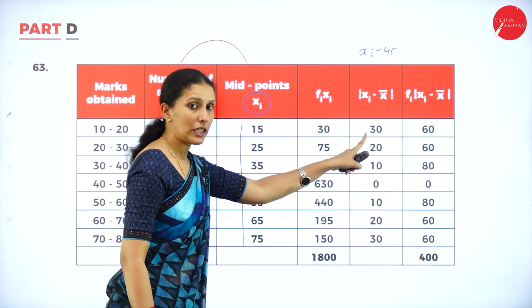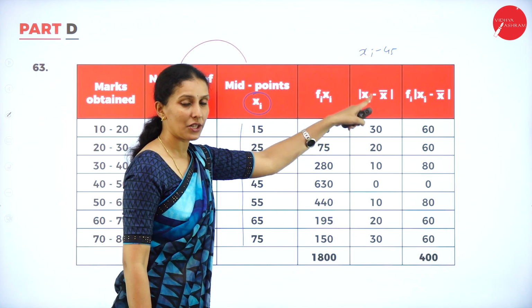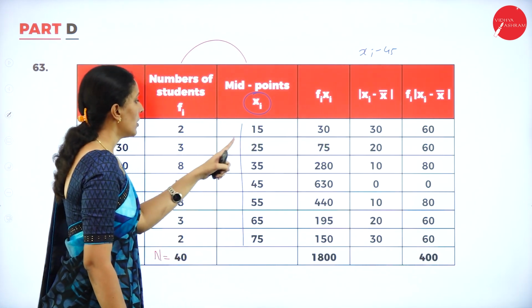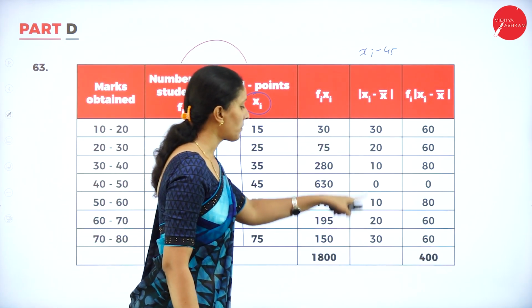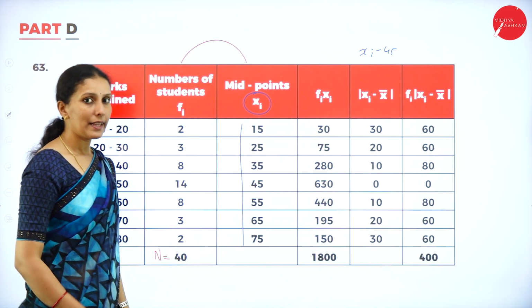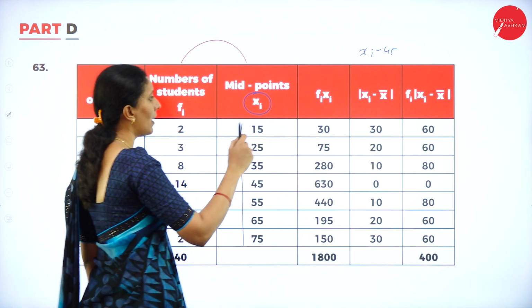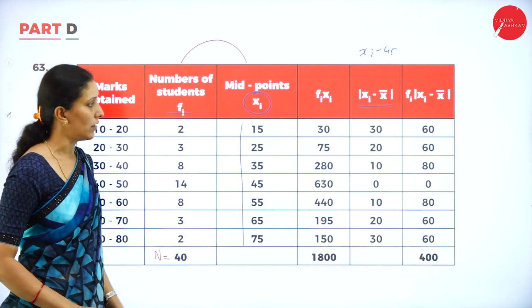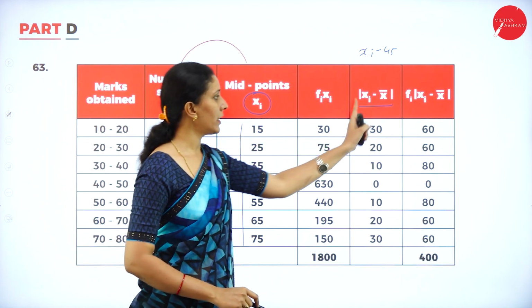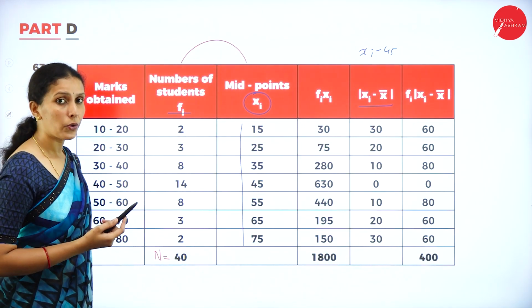15 minus 45 gives 30; take only the positive value since we have a modulus there. 25 minus 45 gives 20. Similarly, for each score, we subtract 45. The next step is we need to multiply this column with the frequency column. So that is 2 into 30, 60. Why do we have to do it?